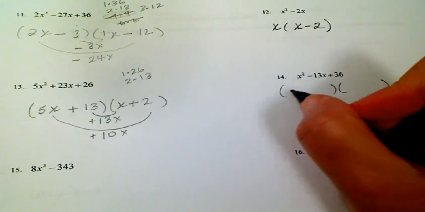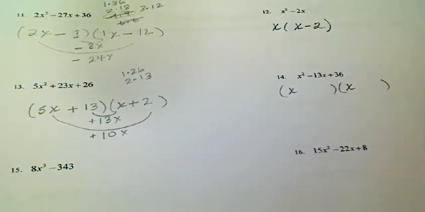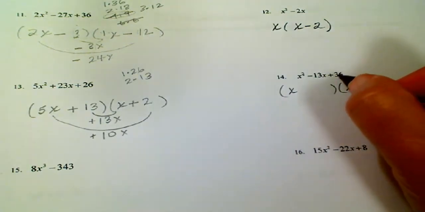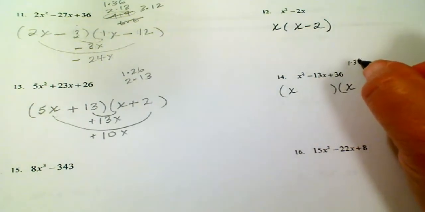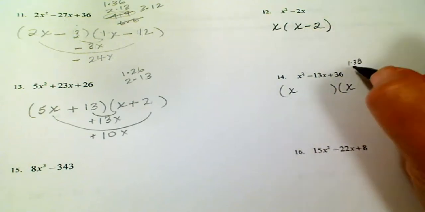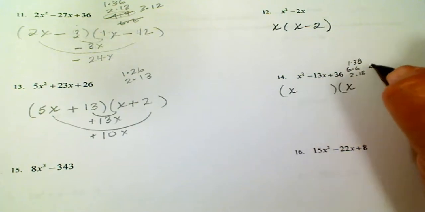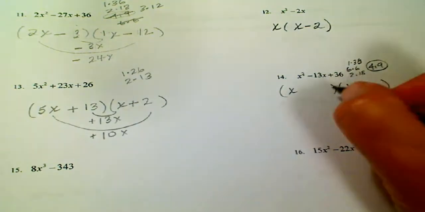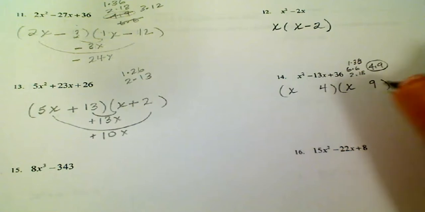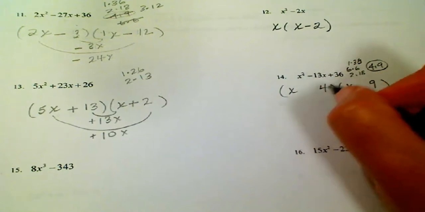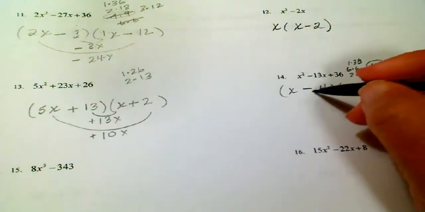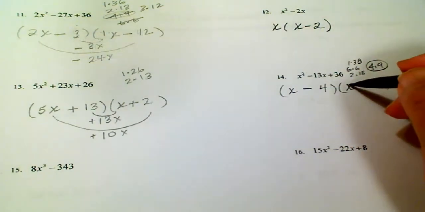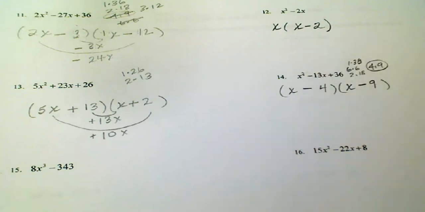So for x squared, I'm going to put x and x. For 36, I need to get numbers that multiply to be 36 and somehow get 13. So I have 1 and 36. 6 and 6, 2 and 18. None of these are going to give me 13. 4 and 9, there it is. 4 and 9 will give me 13. And my signs, I need negative 13, and this is a plus, so these are both minus. You cannot factor these again because that's squares, but the x is not squared. So that would be my answer.